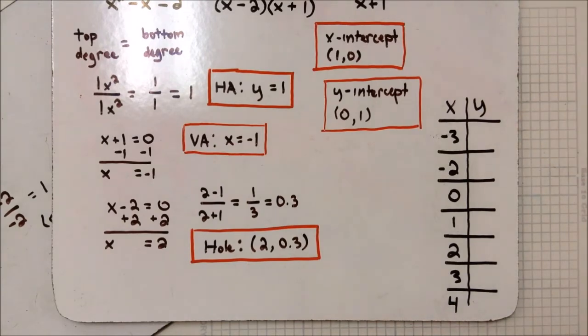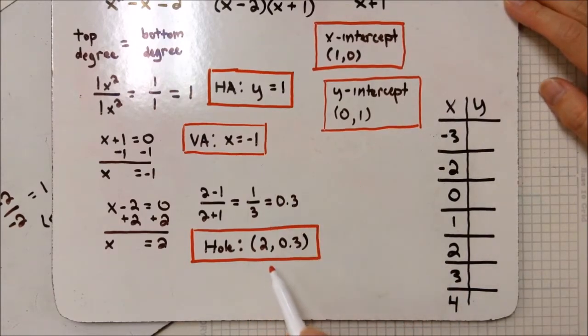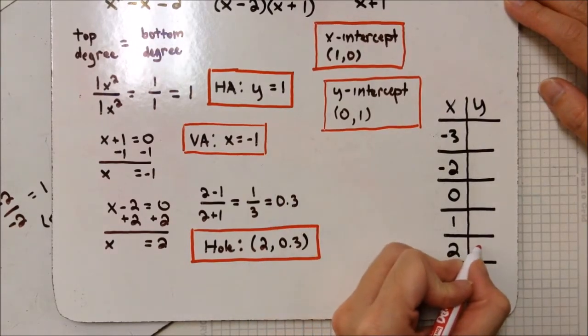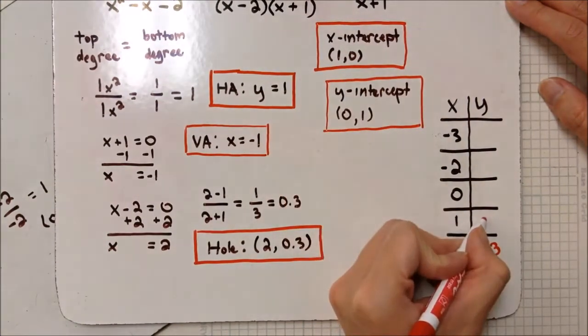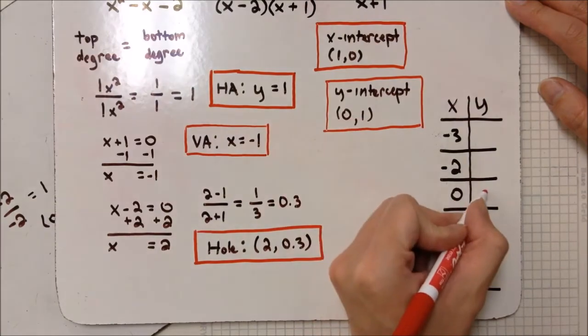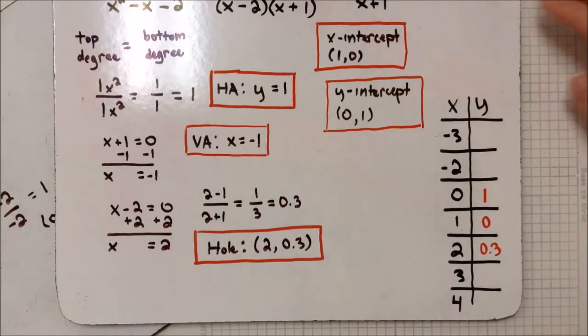Alright. So let's fill in the values that we already know. So at 2, it's 0.3. At 1, it's 0. At 0, it's 1. Alright. So just 4 points we're going to plug in.